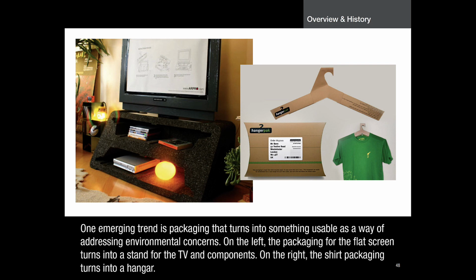And I've got two examples here. On the left is this rigid foam packaging for a flat screen TV. Once you take the TV out of the packaging, you can stack that packaging up and create a stand for the TV that also has a couple little shelves in it. On the right, here's a package that has a t-shirt in it. Once you open it and take the shirt out, you can actually fold and tear that packaging and create a hanger to hang the shirt on. So we'll talk more about sustainability in packaging, but coming up with really ingenious solutions is kind of the wave of the future in packaging design.